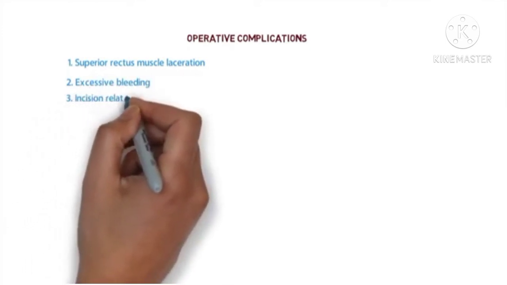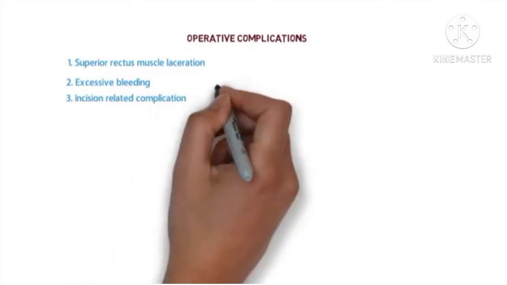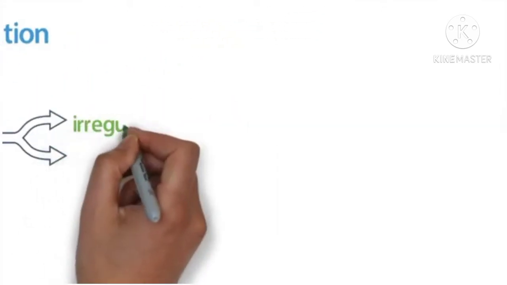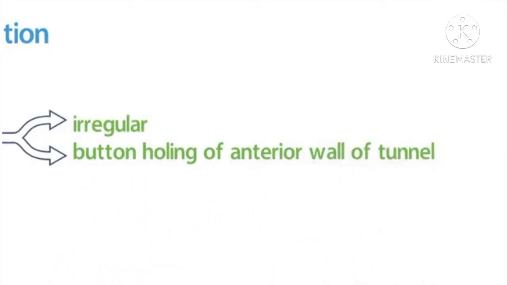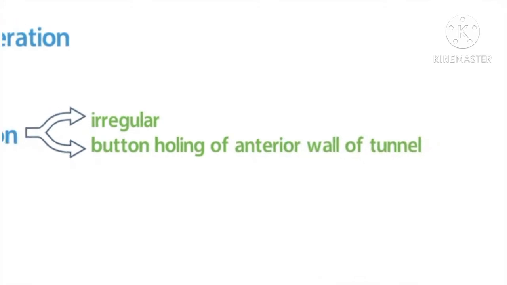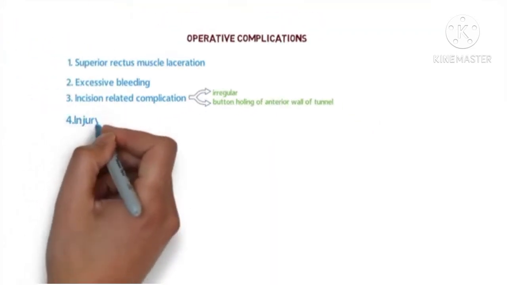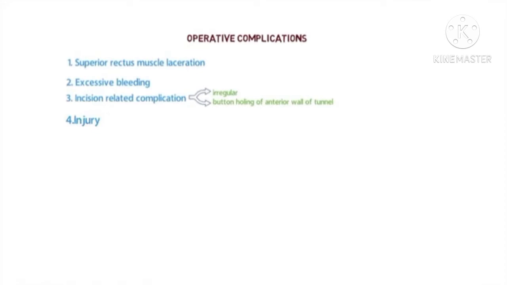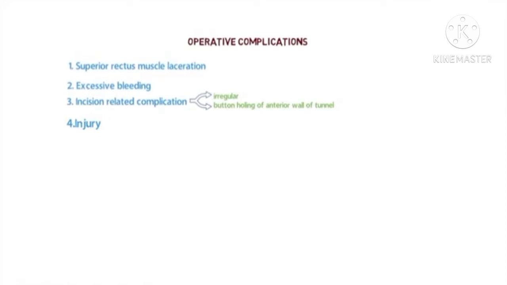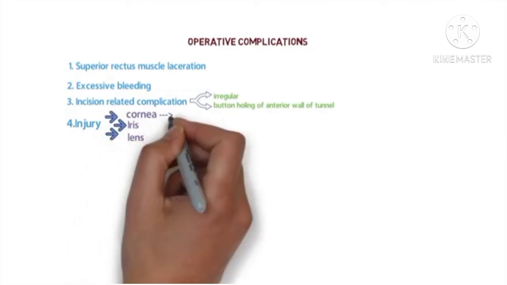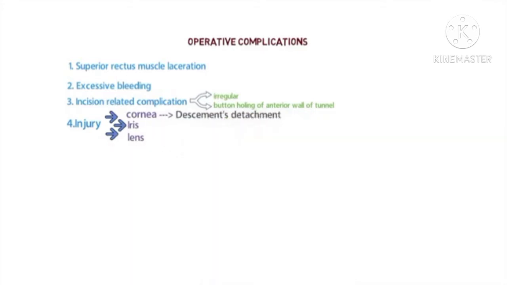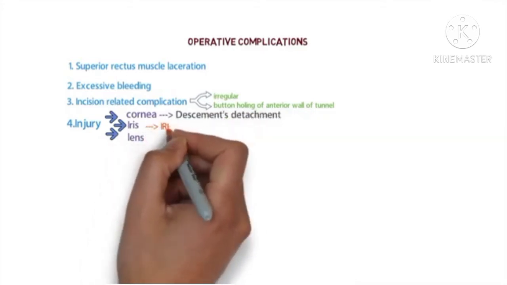The third one is incision related complications. The incision can be irregular, or there might be buttonholing of the anterior wall of the tunnel. Then injury can occur due to sharp tipped instruments such as a keratome or a piece of razor blade. So there can be injury to the cornea, the iris or the lens. In the cornea, there may be Descemet detachment. In the iris, it can cause iridodialysis.